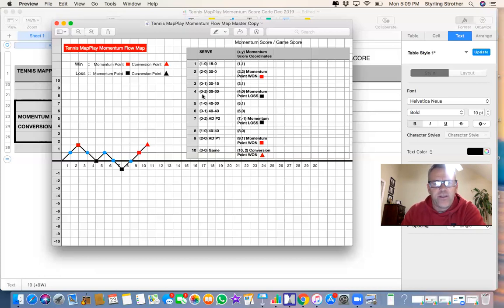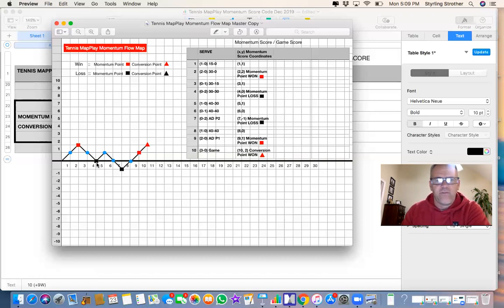Now, the next point is lost. So it's 0-2, 30 all. So therefore, the coordinates go from 3-1 to 4-0. So we can see that this y-axis went from 1 to 0. So that means there was a momentum point lost. Okay.